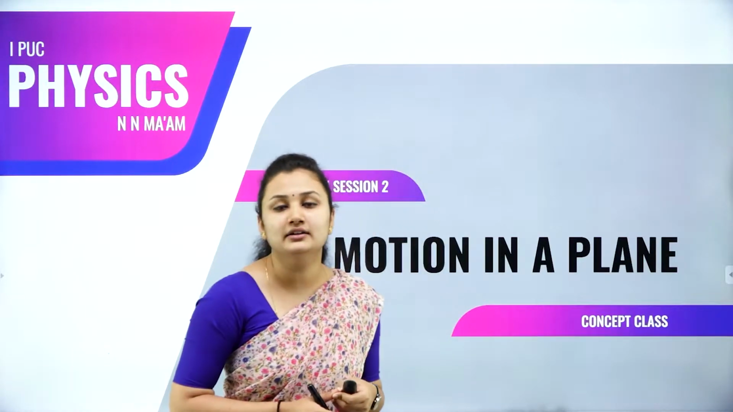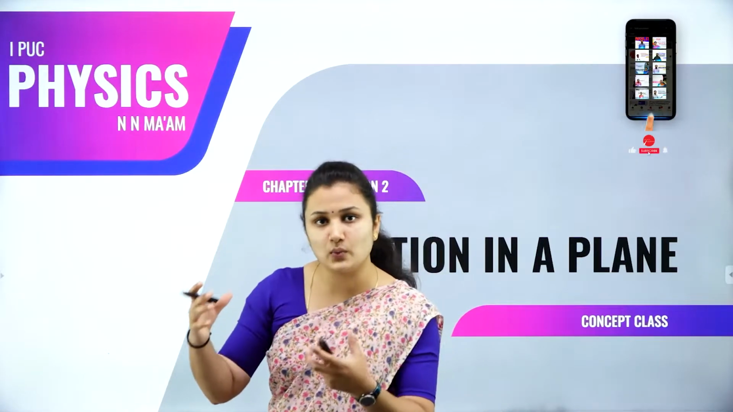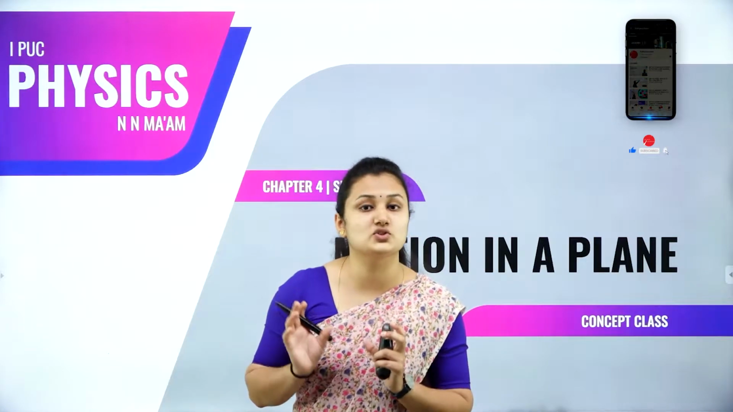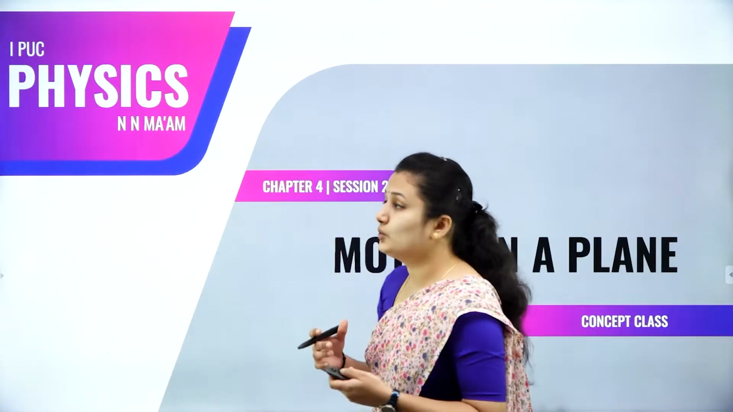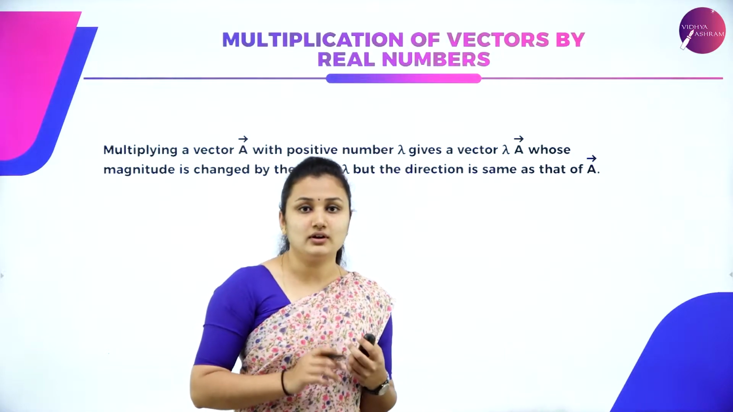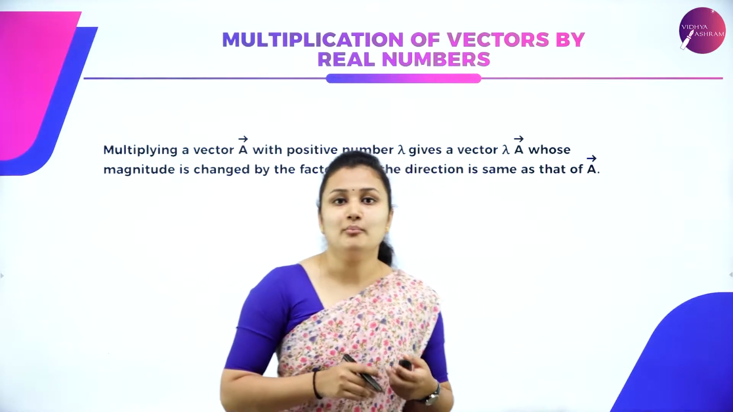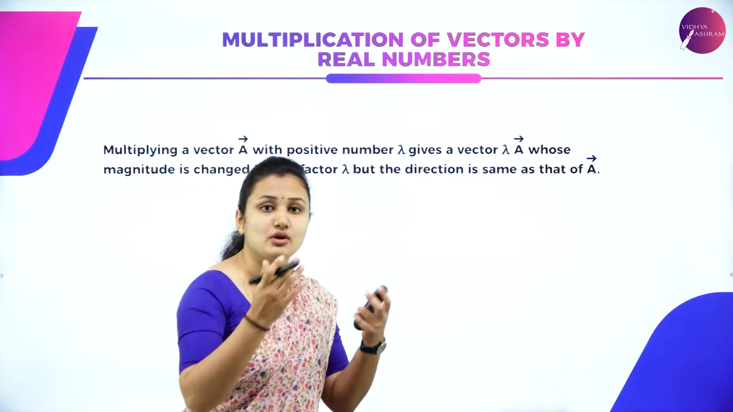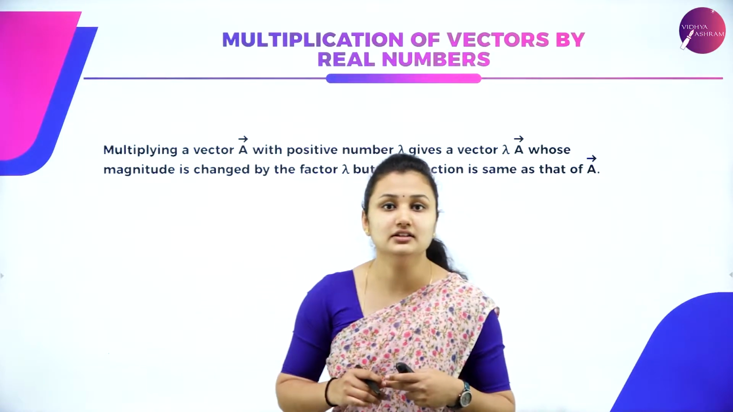So in session 1, we studied what is motion in a plane, what is position vector, what is displacement vector, what is equality of vector, how do we represent a vector, what is scalar and what is vector. So in this session 2 of chapter 4, motion in a plane, we shall discuss the multiplication of vector by real numbers. So what are real numbers? 1, 2, 3, 4, etc. So multiplication of vector, addition of vector, subtraction of vector, all these will be studied in detail in this chapter.